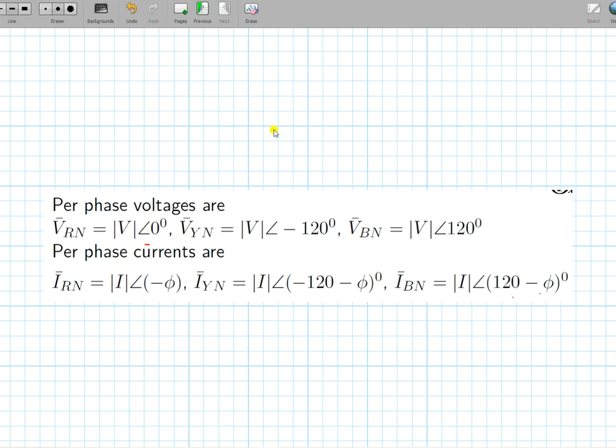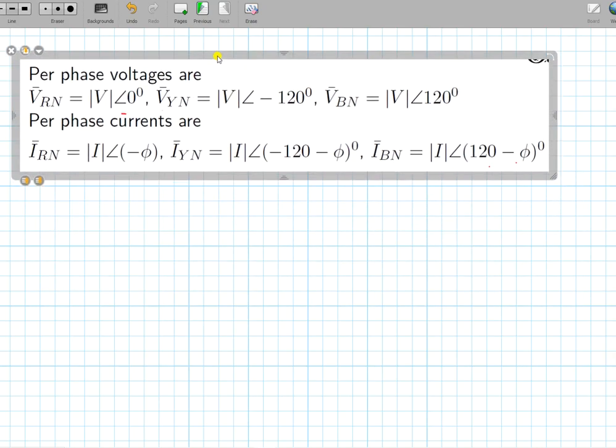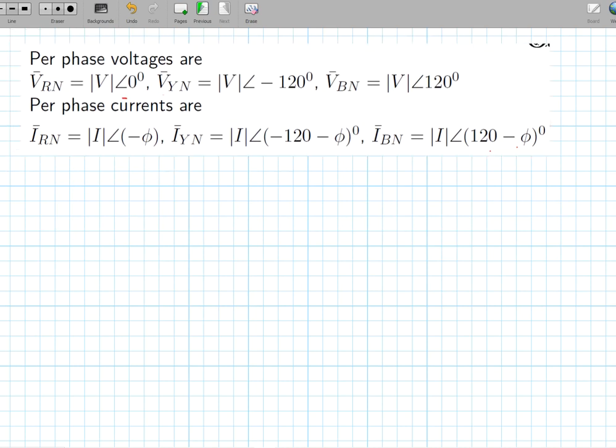So okay, these are my voltage equations. According to these voltage equations, I'm going to draw the diagram. The first one is VRN. VRN is V at an angle of 0 degrees, which means it is the reference. So this is the value of VRN.